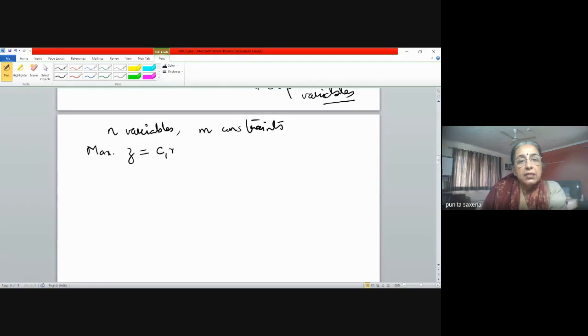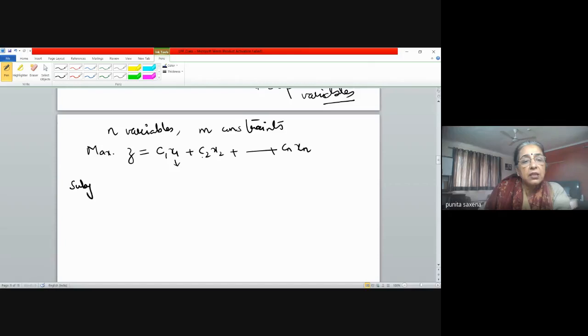See, I can write it as c1x1 plus c2x2 plus cnxn. This will be my objective function where c1 denotes the per unit profit due to the product one. See, x1 corresponds to the first decision variable, right? So c1 can be treated as the per unit profit from the first decision variable. Similarly, c2 will be the per unit profit due to the second decision variable. cn will be the per unit profit due to the nth decision variable. So this is how a typical objective function would look like if we are having a maximization problem.